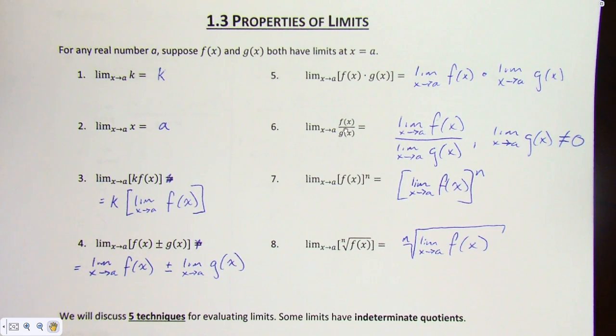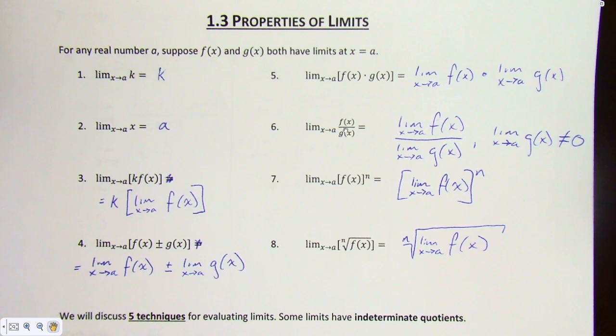So the rest of them are all pretty much the same idea. They follow the same pattern anyway. So if we look here, we've got the limit of a constant times a function. The limit of a constant times a function is the same as that constant times the limit of the function. You don't have to multiply the function by the constant and then calculate its value. You can just find the limit of the function and then multiply it by the constant.